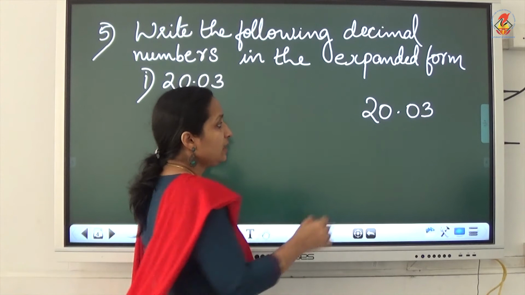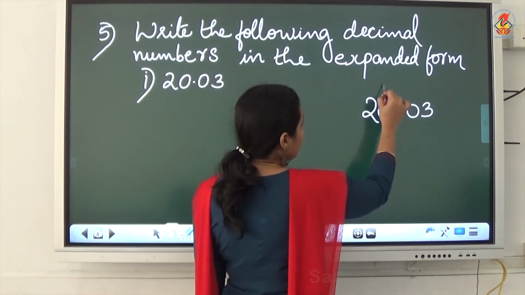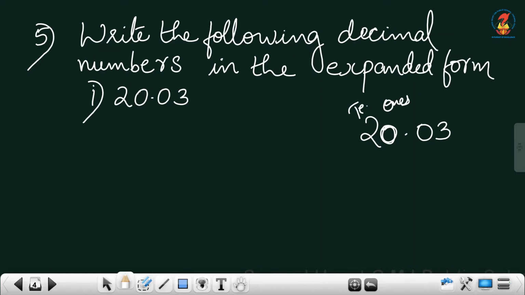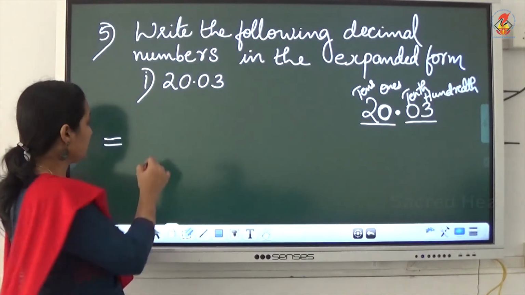20.03. Here, this 0 is standing in 1's place, and this 2 is standing in 10's place. After the decimal point, you know that this is the whole number part and this is the decimal part. In the decimal part, the first place is 10th, and the second place is 100th. So how will we write the expanded form? What is the place value of 2 here? 2 is standing in 10's place. So the place value of 2 is 2 into 10.